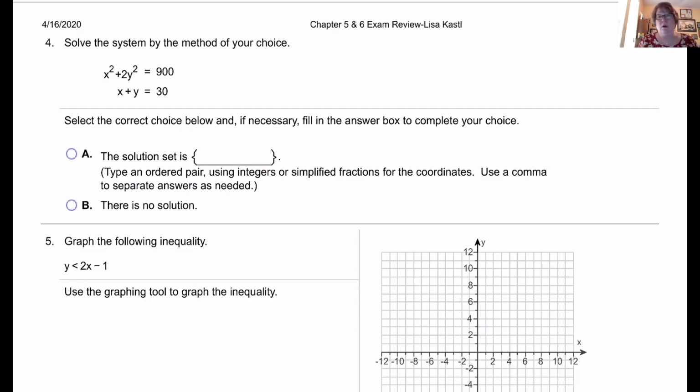Now, we didn't go over what the shape of this graph looks like in class, but it is an ellipse. So you have the possibility of something like this. These two things could intersect at two different points, so your solution could be two ordered pairs. We're going to solve this below because it might take a little bit of room to do.